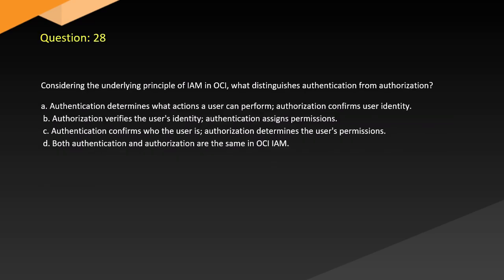Question 28. Considering the underlying principle of IAM in OCI, what distinguishes authentication from authorization? A. Authentication determines what actions a user can perform. Authorization confirms user identity. B. Authorization verifies the user's identity. Authentication assigns permissions. C. Authentication confirms who the user is. Authorization determines the user's permissions. D. Both authentication and authorization are the same in OCI.